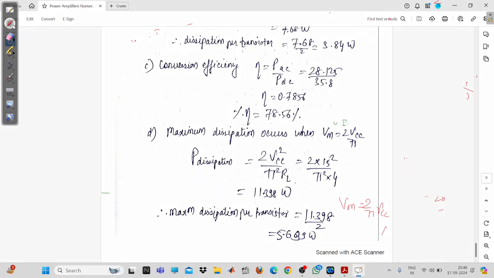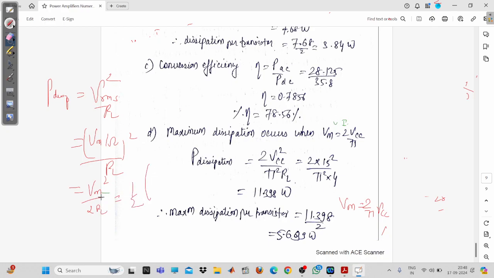P dissipation will be equal to what? P dissipation maximum is VRMS square upon RL. So this is Vm by root 2, whole square upon RL. So this one will be Vm square upon twice RL. Vm will be equal to 2 by pi VCC, whole square upon 2 RL. So after doing all the jugglery, this is pi square into RL, and you are going to calculate the value, that is 11.398.